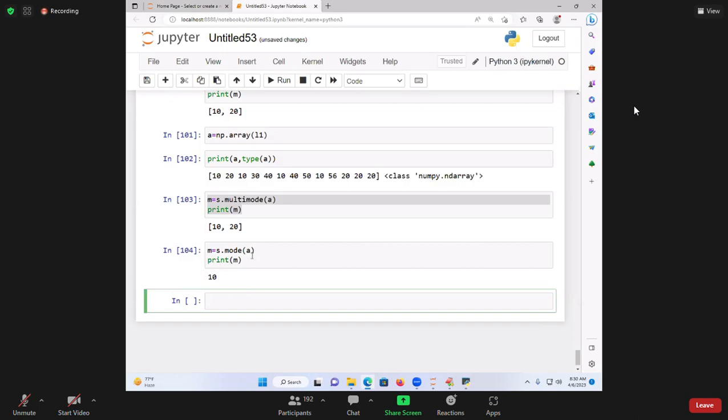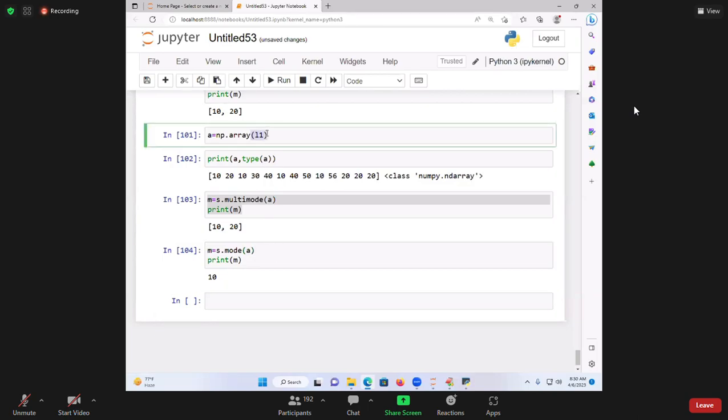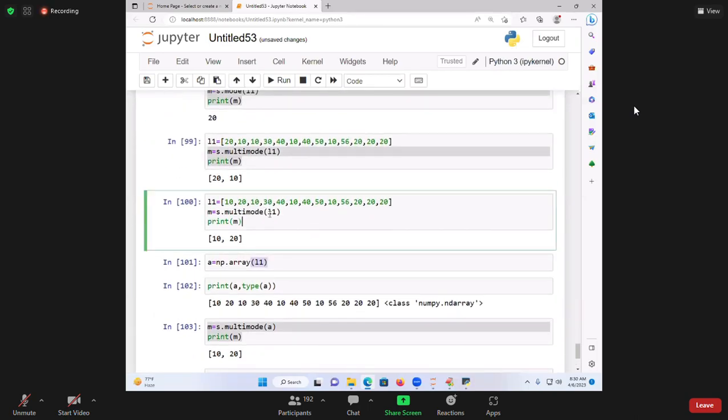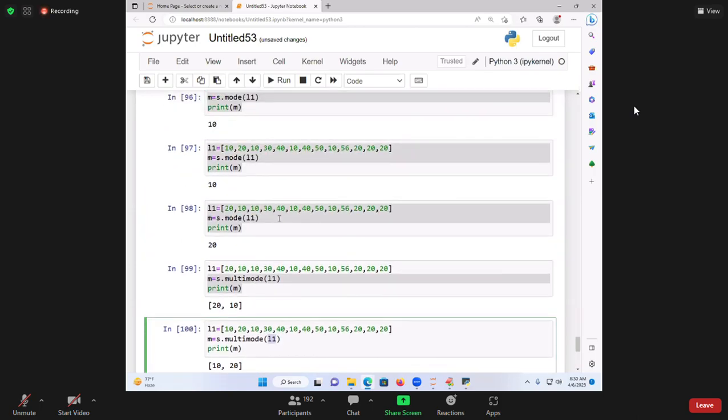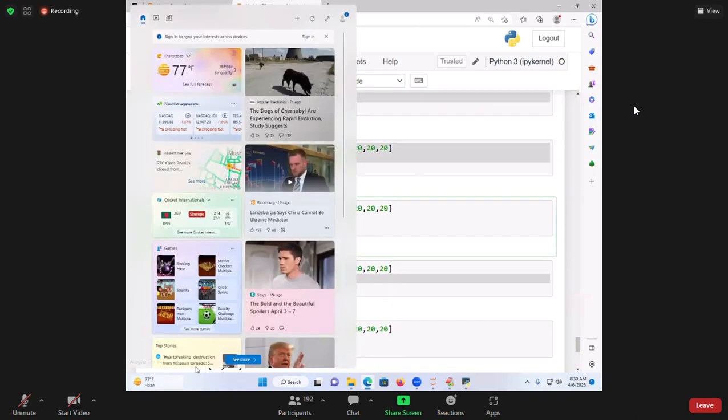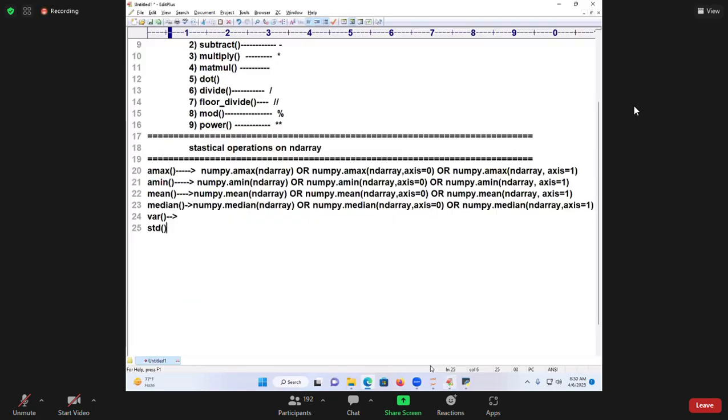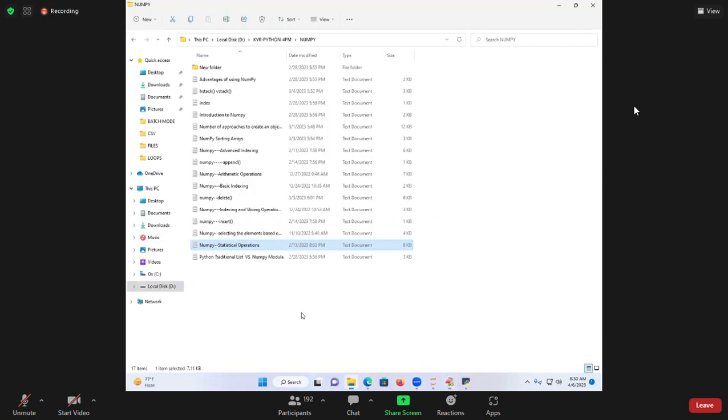This is a multi-mode and mode. It is applicable on where? ndarray objects. It is applicable on where also? Array also you can apply, and traditional Python objects also it can apply. Are you following me? Coming back to our example, you follow me, students.